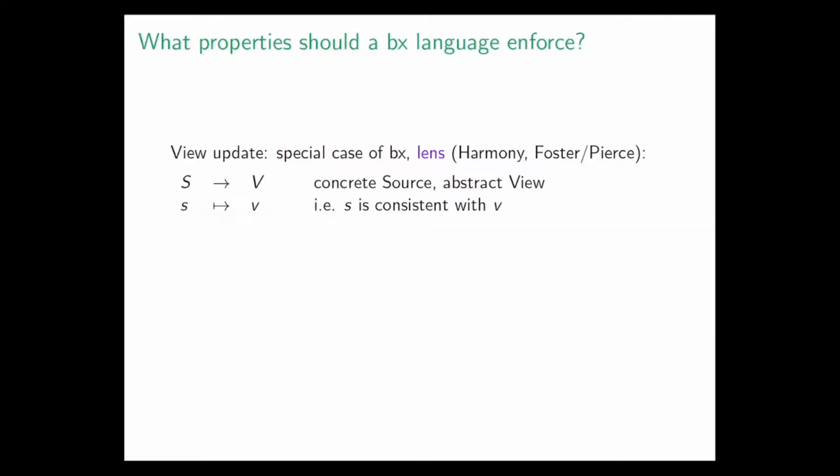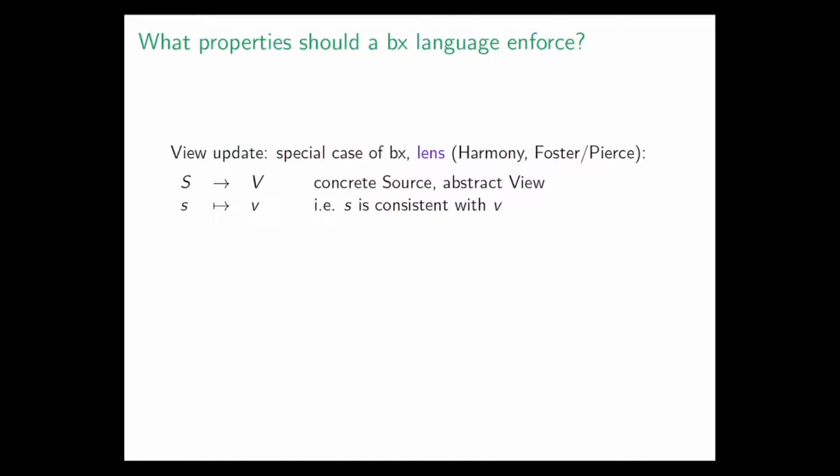Let's think a bit about what properties we would like a bidirectional transformation language to enforce. Going back to the beginning, one of the earliest such languages was Harmony, developed by Nate Foster and Benjamin Pierce. They started, of course, from the view update problem in databases. They were working in this asymmetric setting, where they have a concrete source and an abstract view. And we can abstract from a given source a given view, and that's what we mean by saying that the source and the view are consistent.